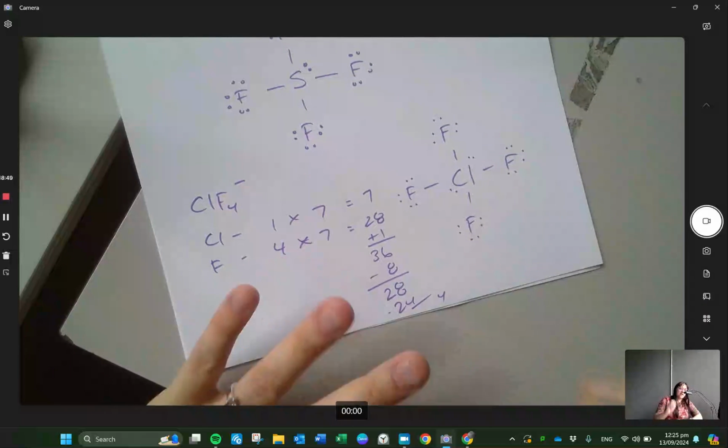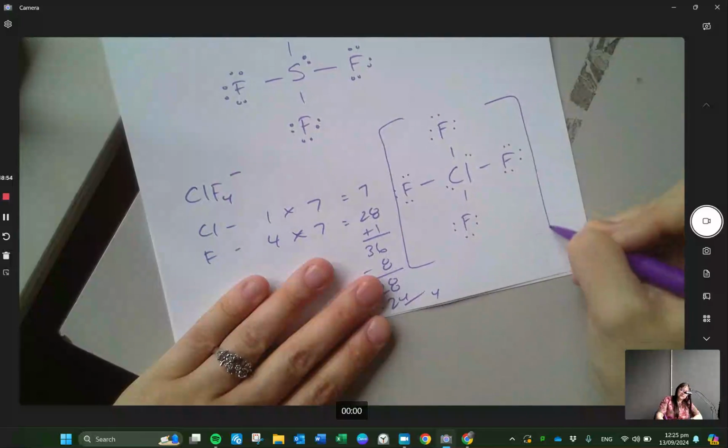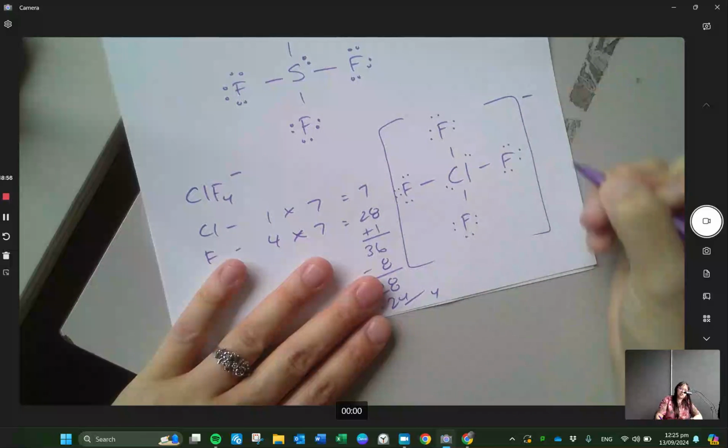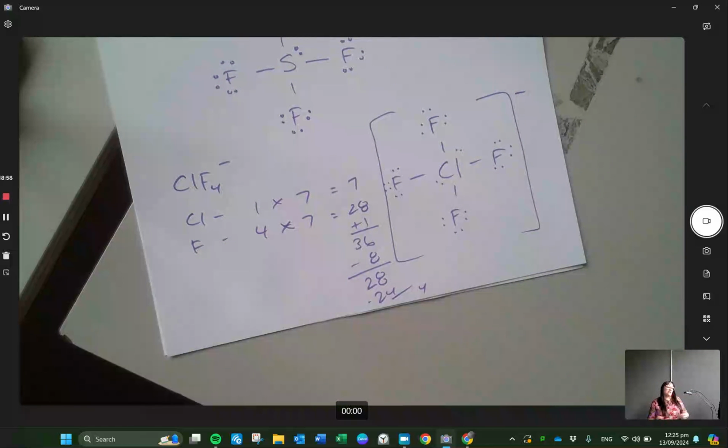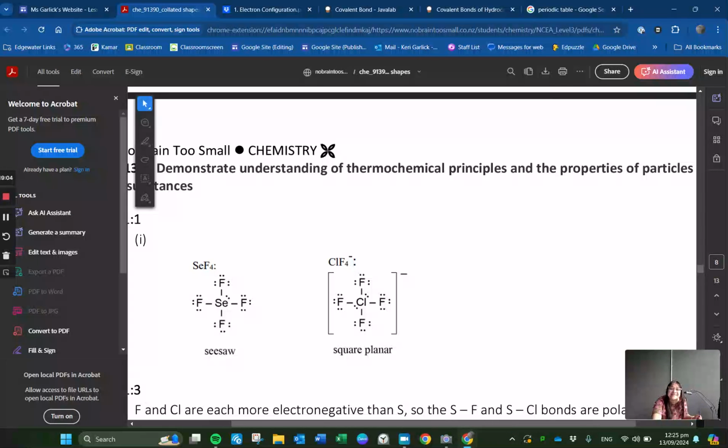All right. The other thing that's different with the ion is you need to put it in square brackets. You can't see my dots anymore. And put the charge on the outside. That's the only additional step. Okay, and that's it. Let me just check that answer's right. Yes, it is. Okay, cool. All right, so that's that.